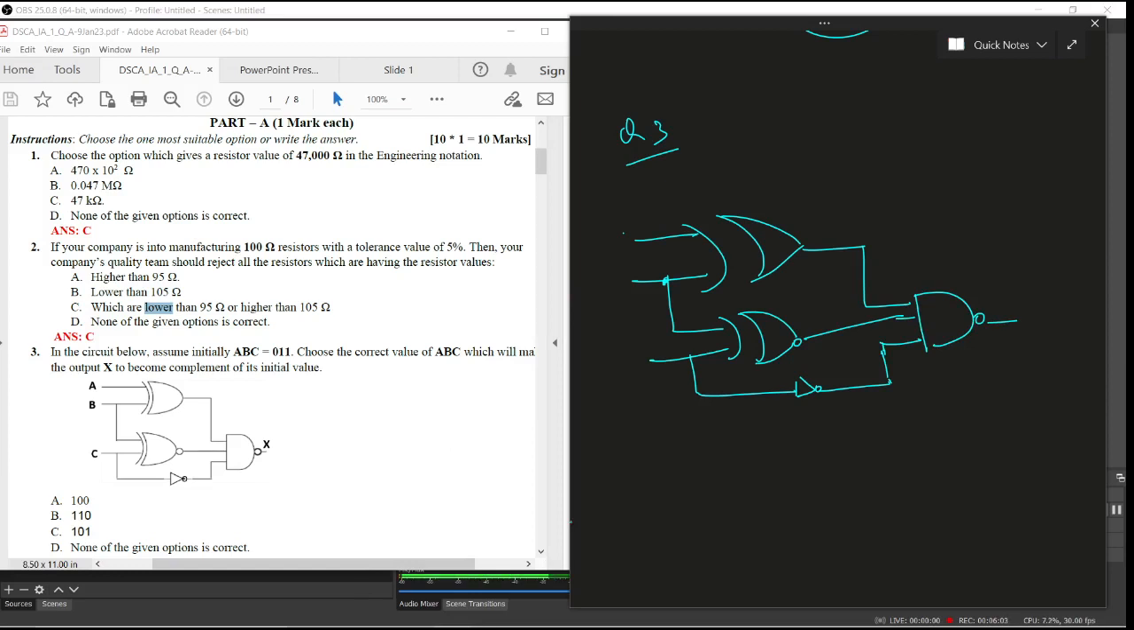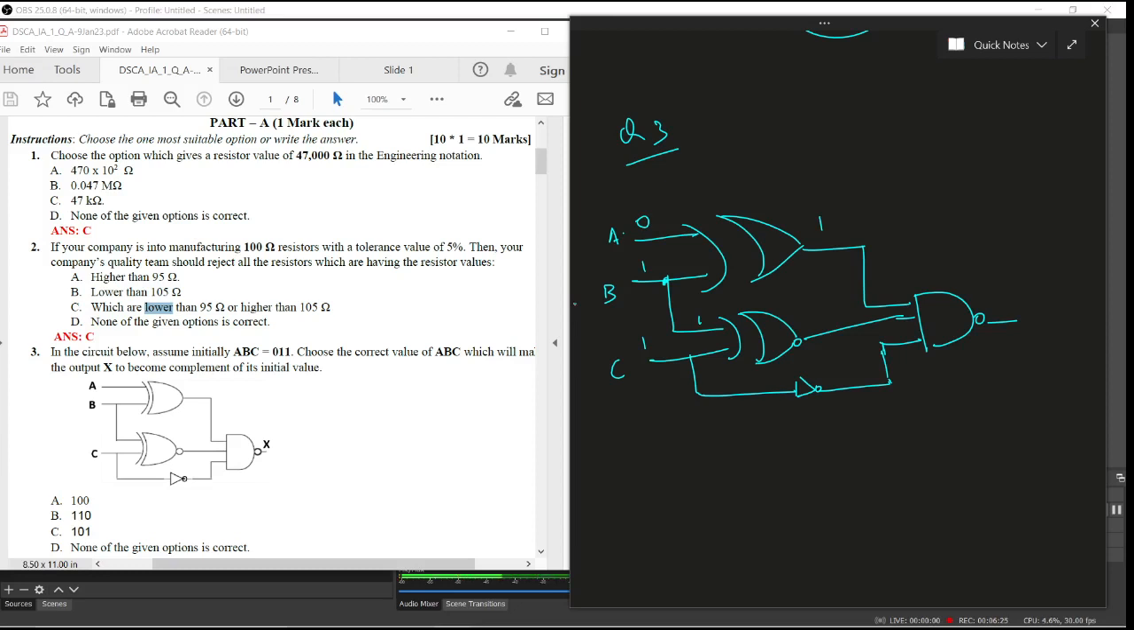Now assume ABC is initially, what is ABC? This is A, this is B, C. ABC is initially 0, 1, 1. So let us apply those values 0, 1, 1. Now what's the output? XOR, different input is 1, and this one is coming here.